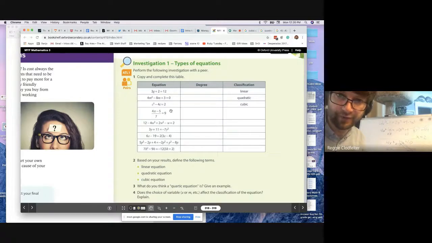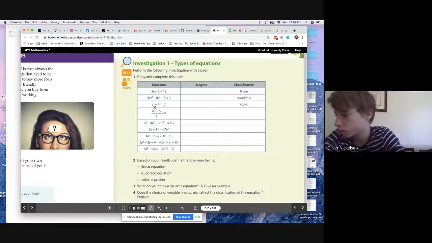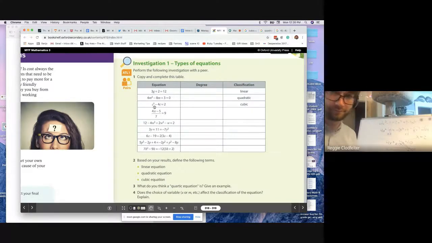So it's linear. In this next one, the largest exponent is this 2, because there's no other exponents. So the degree is 2, and it's quadratic. And in the next one, the degree is 3. Exactly. So that's all it is. It's really simple to identify the degree and the classification, but I just want you to know how to do it, okay?